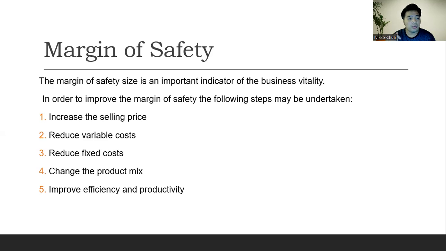Our way is to increase the selling price of our product in every unit. Then reduce variable costs like materials. If they are too expensive, you can reduce them. Then reduce fixed costs, for example, your rental for the place or other fixed costs like advertisement. Change the product mix and improve efficiency and productivity.